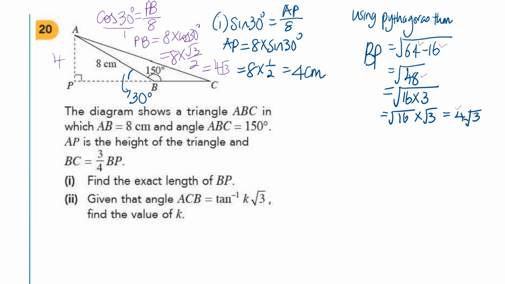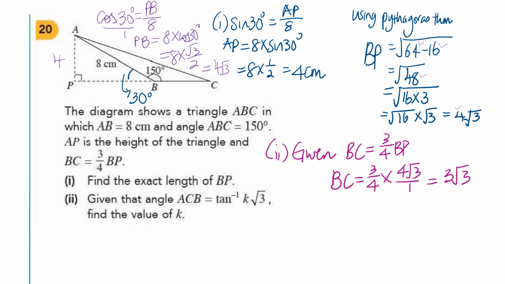Alright, the next thing is that once I know BP is 4 square root 3, I will have to use the ratio. You can see that PC is equal to PB plus BC. Oh, sorry, I can just simply use the ratio that's given. The ratio that's given to us is BC equals 3/4 BP. So I found BP to be 4 square root 3, so it's just 3/4 times 4 square root 3. Write it as a fraction so that you can multiply numerator, multiply denominator, and that gives you 3 square root 3 for BC.